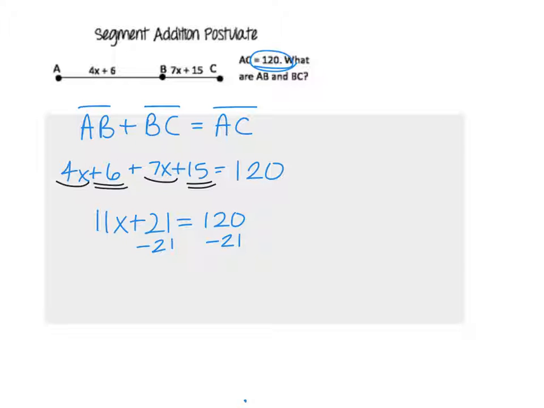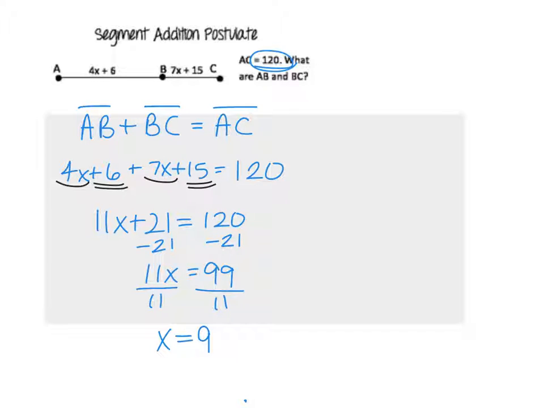Subtract 21 from both sides. That gives me 11x equals 99. And then I'm going to undo this multiplication and divide. That's going to give me x equals 9. Now, we want to go back and read. It's important, in geometry, to make sure we read the question and actually answer what it's asking.